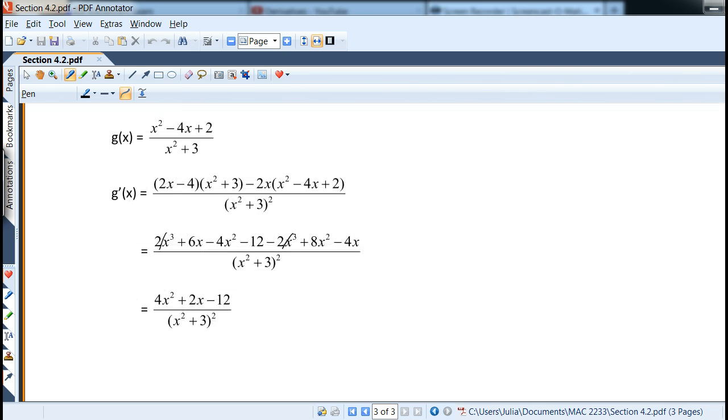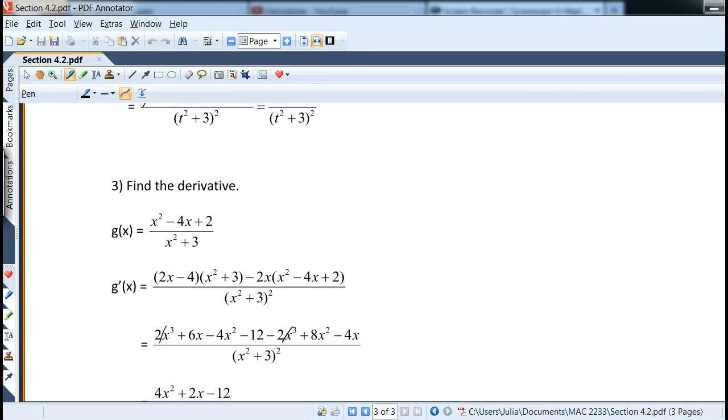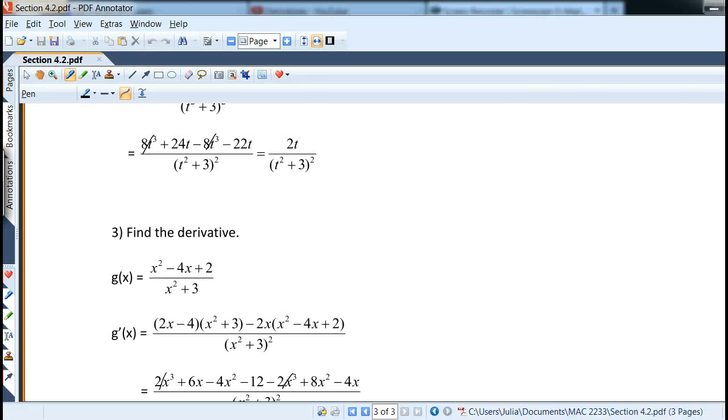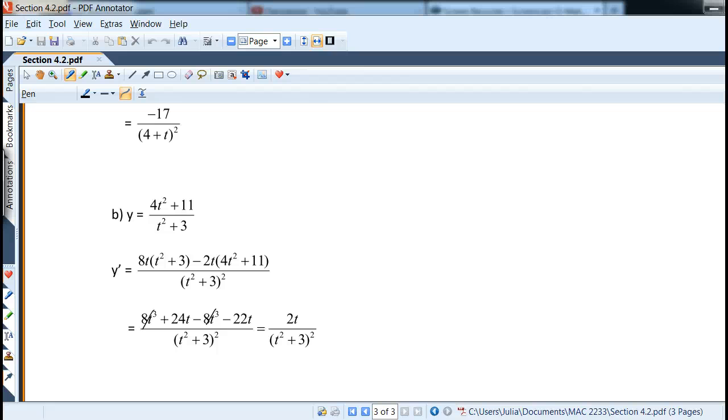Notice here is another one. I don't know if I jumped too far. I think I did. So let's do part B first. So if we have 4t squared plus 11 over t squared plus 3. Same idea, the denominator first, I square it.